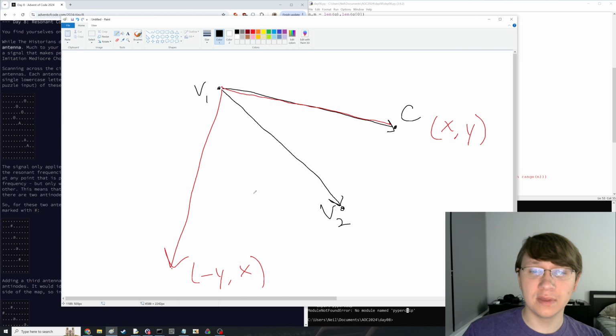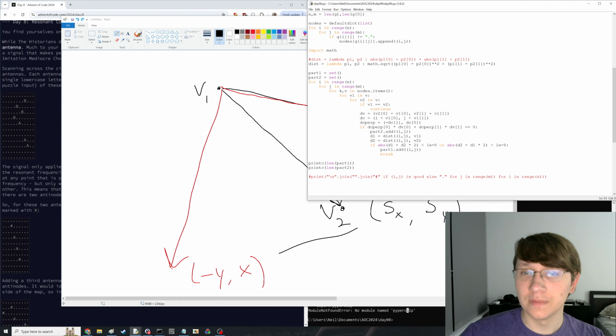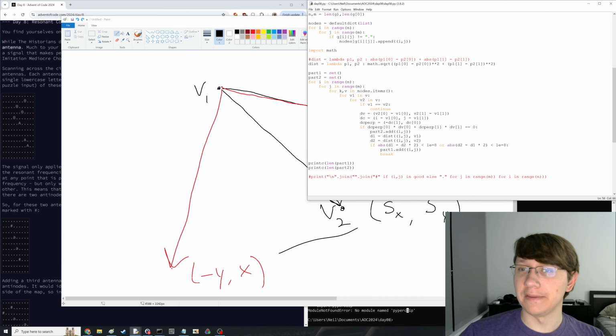I don't know what I want to call this one, I'll just call it SX, SY, sure. If the dot product of these two is 0, then these two are perpendicular, which means that these two are parallel. So that's exactly what I did here. I got my dv, which is this vector. I got my dc, which is this vector. I got my dc perp, which is this vector. And then I take a dot product. And if the dot product is 0, then they're perpendicular. Cool, so that was how I did that.